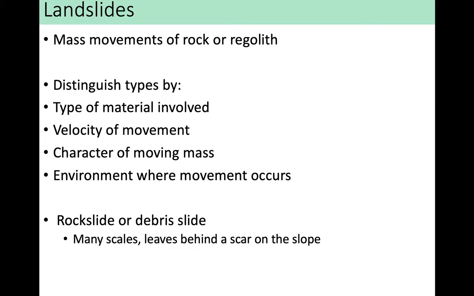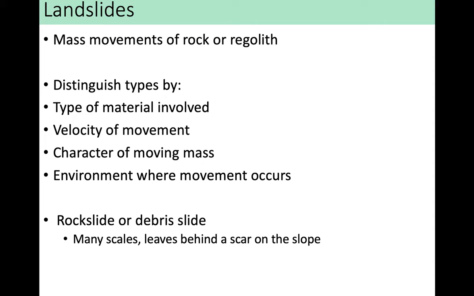Also, how does it flow? So does it roll down the hill? Does it flow with water? And then also the environment, where the movement occurs. So what's going on? What type of environment are you in? There can be rock slides and debris slides as types of landslides.